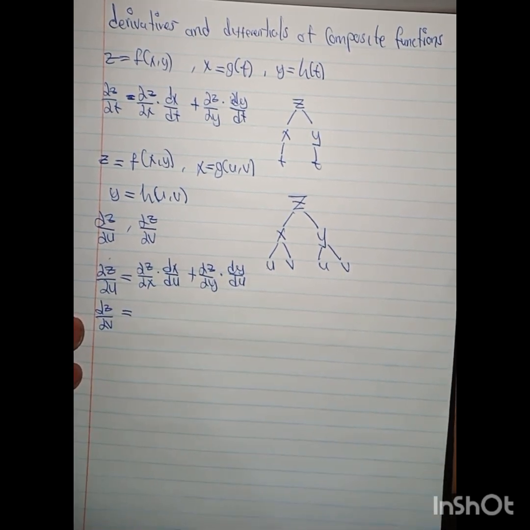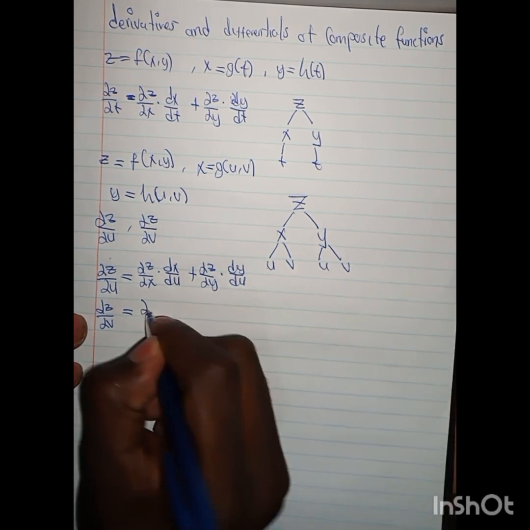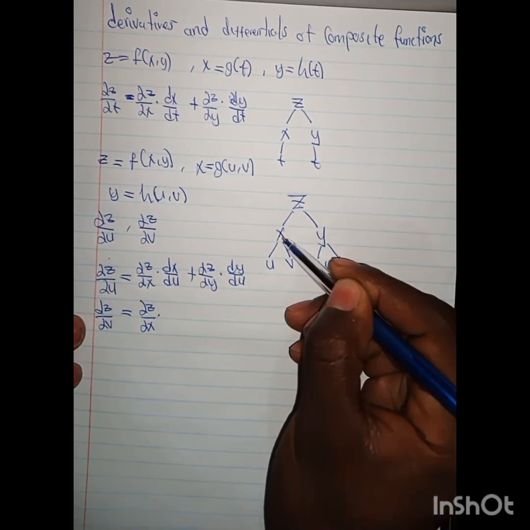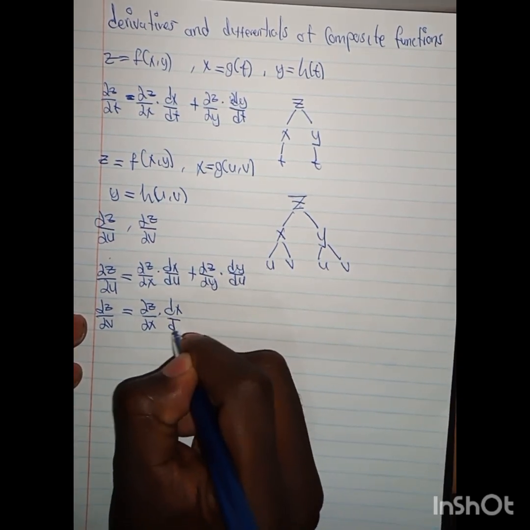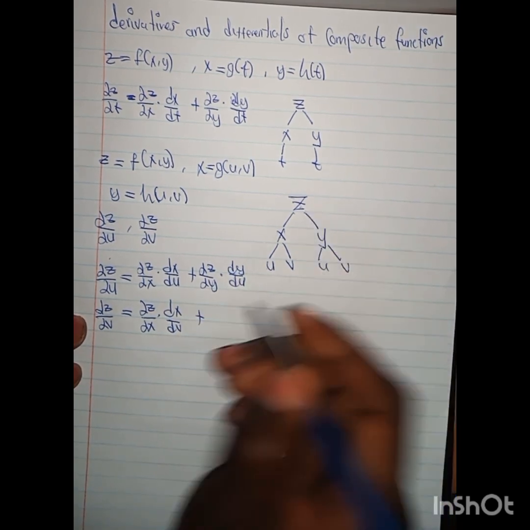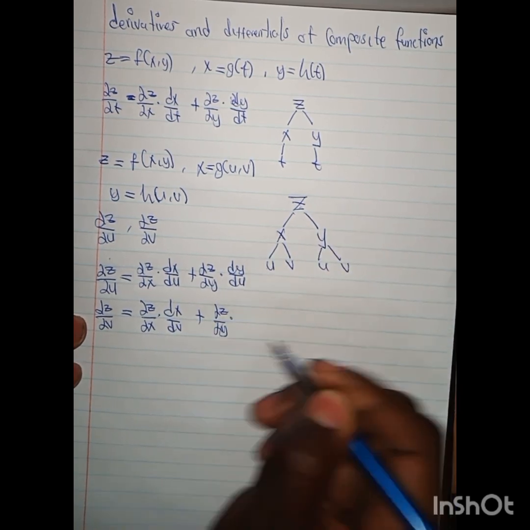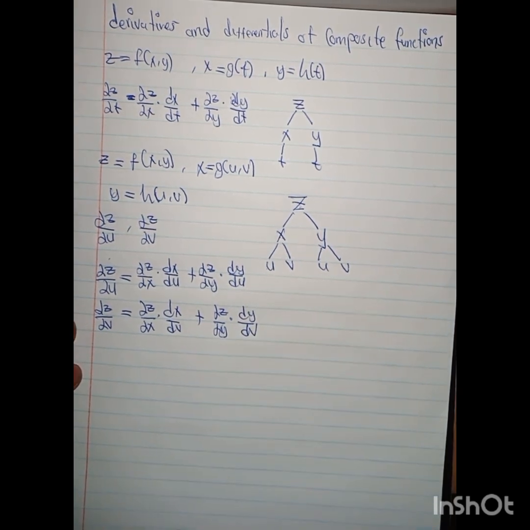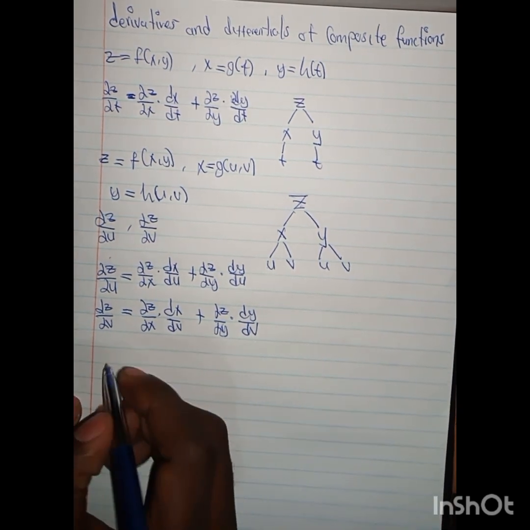Then secondly, we will look at dz/dv. It means we are going to consider the strings which contain the variable v. So the ones which contain the variable u, this time around we are not going to look at. So it means we will have dz/dx, then you multiply by dx/dv, because we differentiate z with respect to v this time around. So it means we'll have dx/dv plus dz/dy, then you multiply by dy/dv like this.